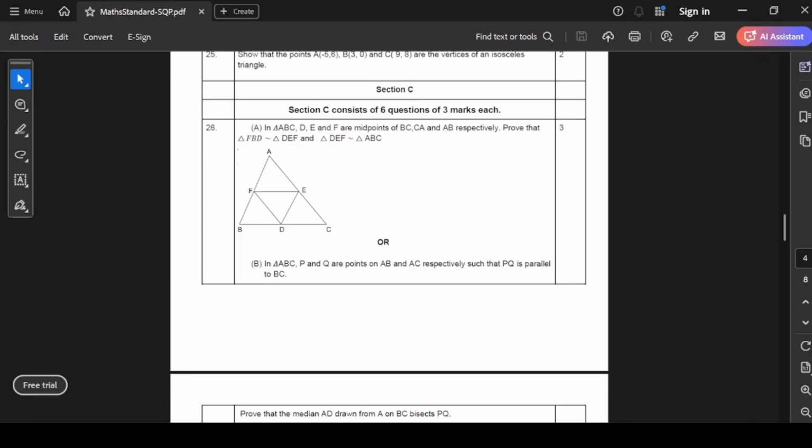In this video we'll start with section C. Look at the 26th question. In triangle ABC, D, E and F are midpoints of BC, CA and AB respectively. We need to prove that triangle FBD is similar to triangle DEF and triangle DEF is similar to triangle ABC.